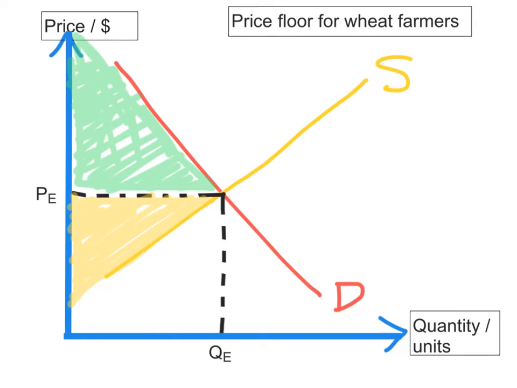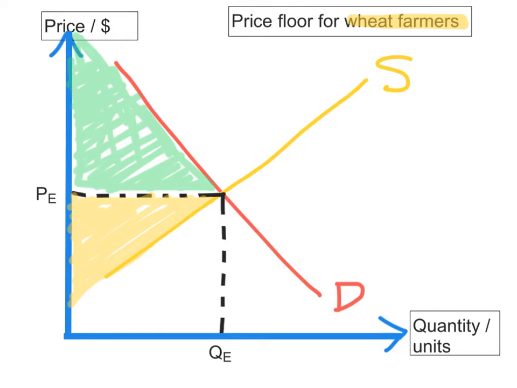So let's have a look at the market for wheat as an example. So this is the market for wheat farmers. And if it was left to equilibrium, this would be the equilibrium point right here. The equilibrium price would be PE. The equilibrium quantity would be QE. This area shaded in green would be the consumer surplus if the market was left to reach equilibrium. And this area shaded in yellow would be the producer surplus.